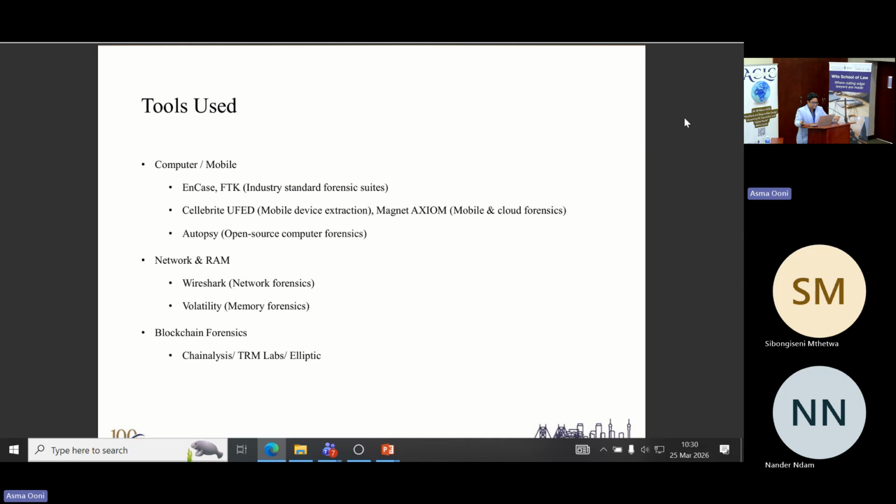Now, we try to understand what tools are available so that you can do this. For computer and mobile digital forensics, we have EnCase and FTK. EnCase is basically for analyzing the disks, and FTK is more related to your emails and all. Then we have Cellebrite, UFED, Magnet. These are basically for mobile device extraction, and this is for mobile cloud forensics. And also there is open source computer forensics. This is free, so you can use it even for your project purposes. If you want to do anything, you can do it. Definitely network and RAM are very soft points where generally it gets affected, due to which the entire system gets blocked.